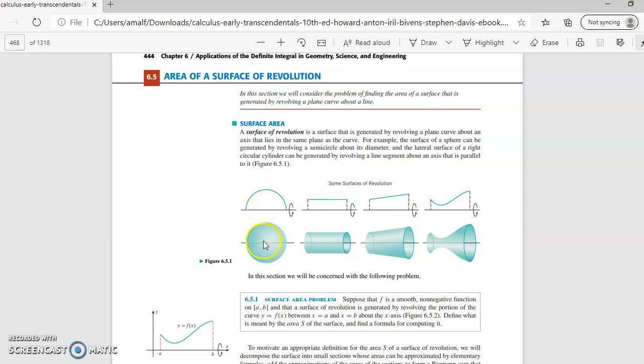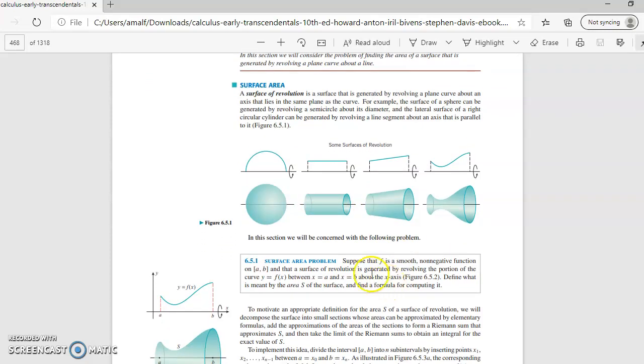Consider this figure. Here you are given a semicircle. If you rotate it about the x-axis, that is going to give us a sphere. Similarly, if you have a line, or a rectangular region, the surface we get when we revolve it will be a cylinder. These are a few structures, and our aim is to find the surface area of these structures. This is our problem.